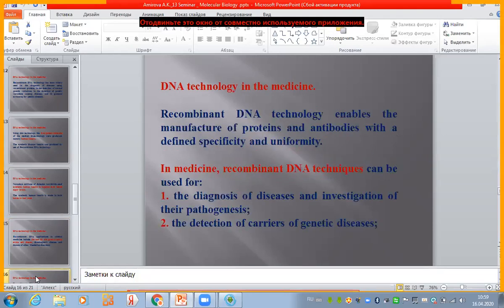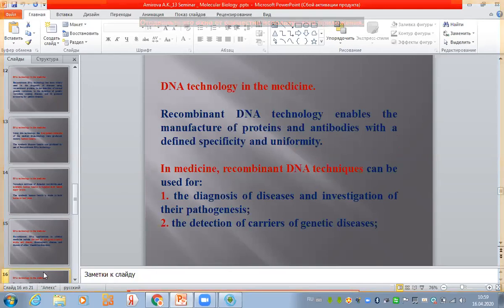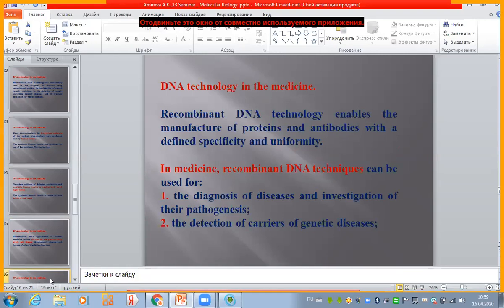Recombinant DNA technology enables the manufacture of proteins and antibiotics with a defined specificity and uniformity. In medicine, recombinant DNA techniques can be used for, first, the diagnosis of disease and the investigation of their pathogenesis, and second, the detection of carriers of genetic diseases.